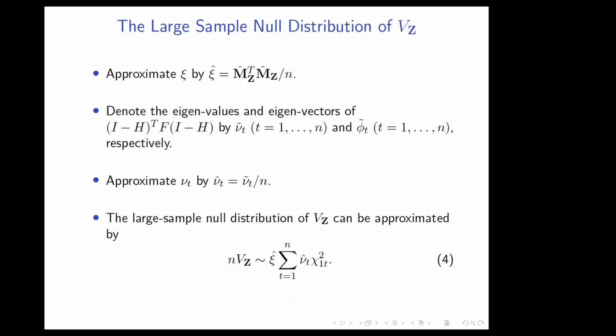Then we estimate the unknown parameter zeta by the sample mean of the martingale residual square. And to estimate this nu t, we do an eigen decomposition of this matrix I minus H transpose F I minus H, get its eigenvalues nu t tilde, and then nu t tilde divided by n is an estimator of this nu t. Then we plug in the estimator, we get a computable null distribution for the weighted V.